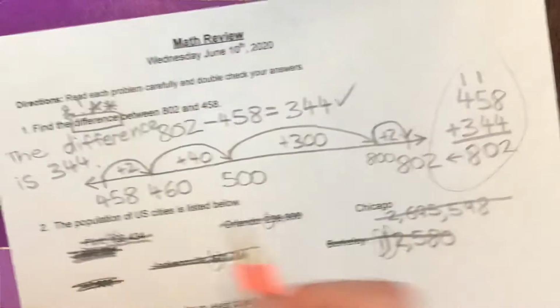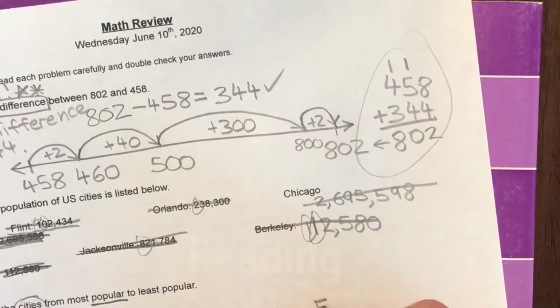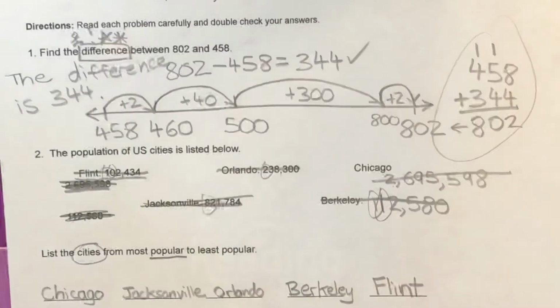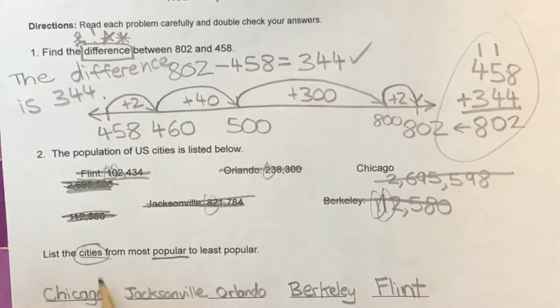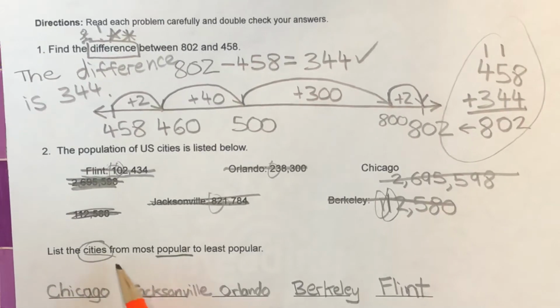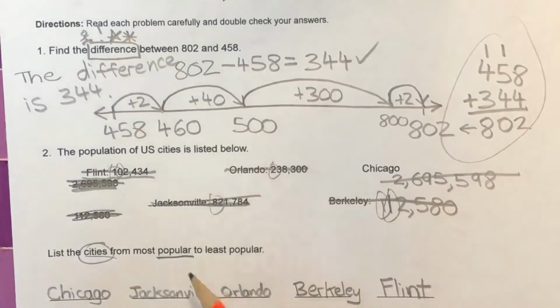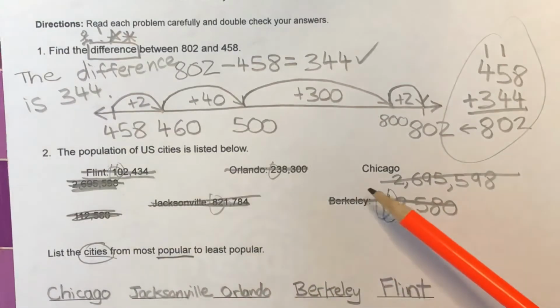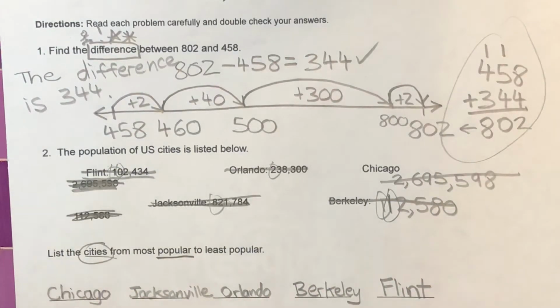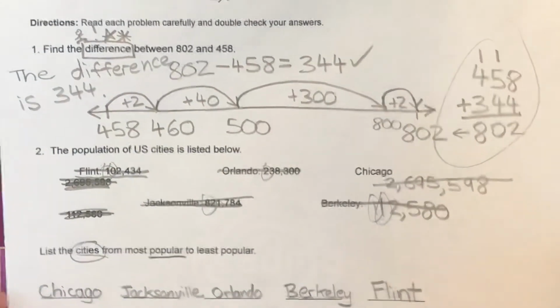Finally, in last place, we have Flint. All right. Very good. Now, I want to just remind you that sometimes, it could have asked us for the numbers. It could have said, put these in a certain order by the number of people. But in this case, it wanted the names of cities. And so that's why we wrote those. Very cool. All right, let me fold my page over so you guys can see what's coming next.